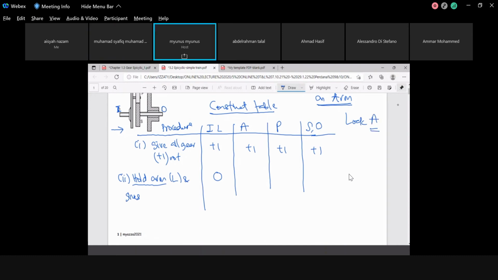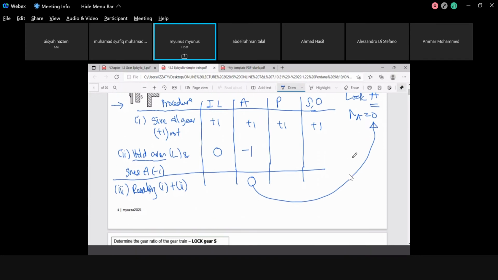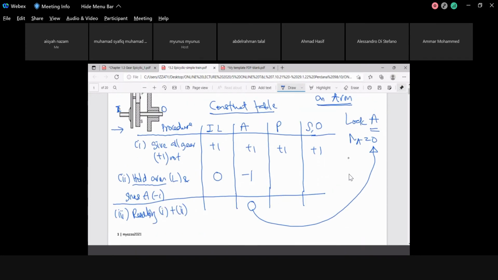You lock A, meaning that you have to give A negative one. Lock A, give A. The reason is why I put you the reason. Lock mean and A equal to zero, isn't it? So this one you add up together. Number three will be the resulting one plus one is positive, two is negative, this one becomes zero. Why zero? Because of this one. If you lock S, then this one becomes zero. You understand me or not?